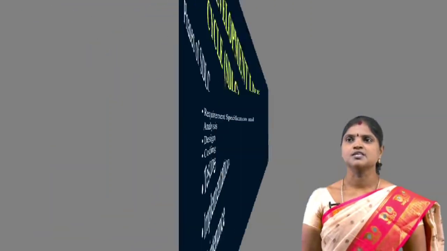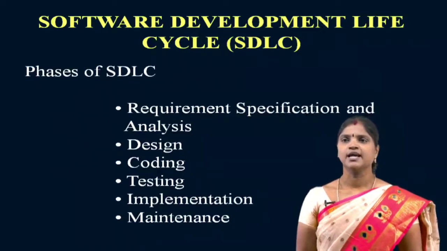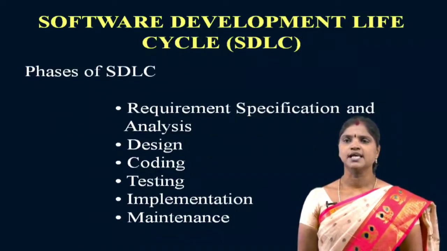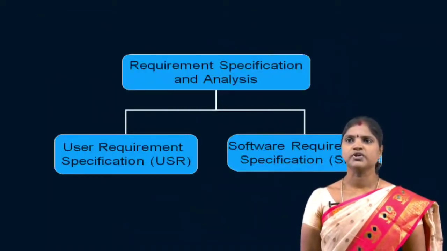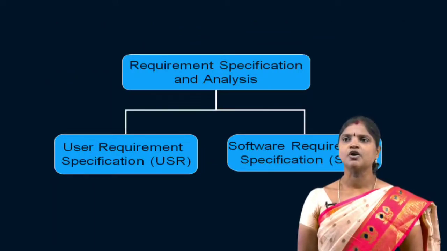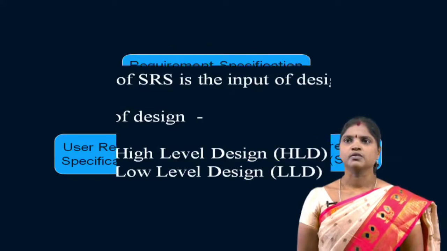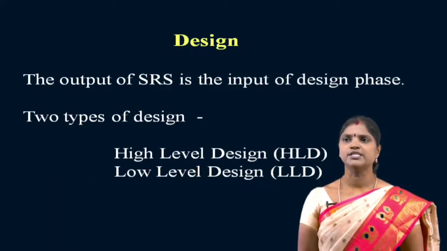Software testing, software development life cycle, phases of SDLC: requirement specification and analysis, design, coding, testing, implementation, maintenance. Requirement specification and analysis are of two types: user requirement specification and software requirement specification. First one, design. The output of SRS is the input of the design phase.